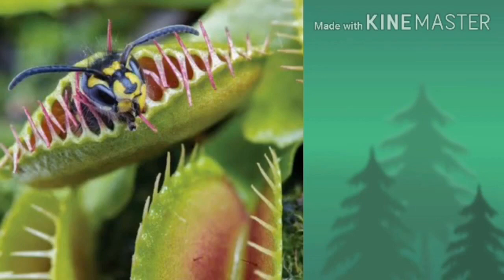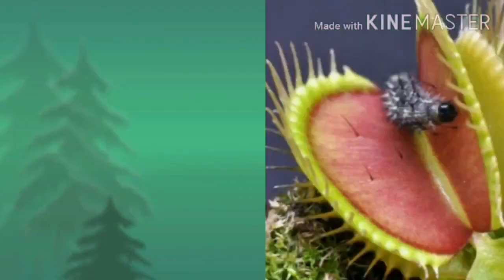In Venus flytrap, the leaf is folded into two halves. When an insect sits on it, the two halves close and they trap the insects.